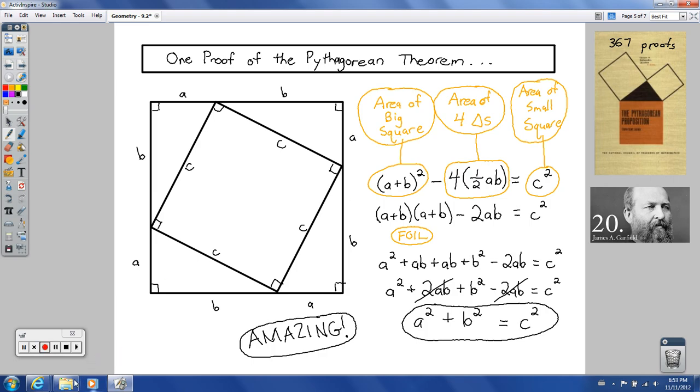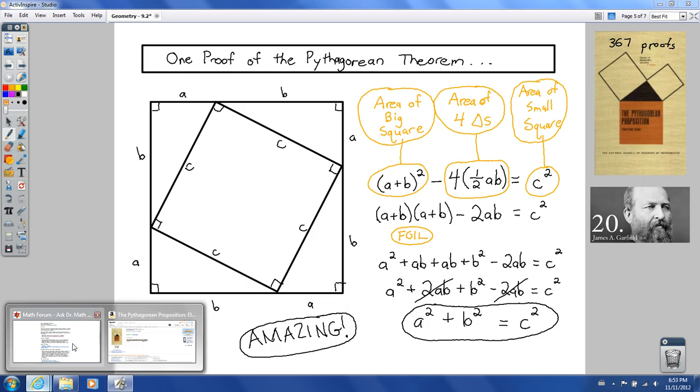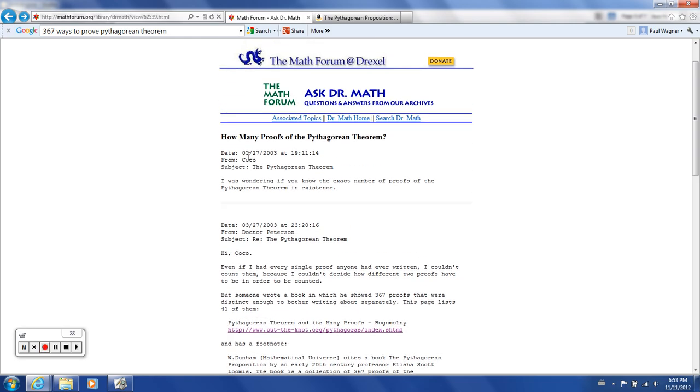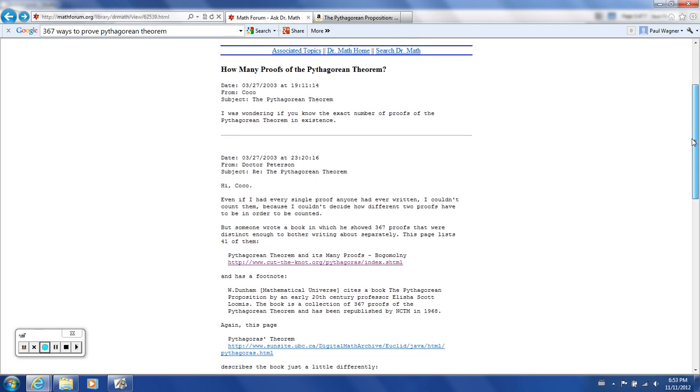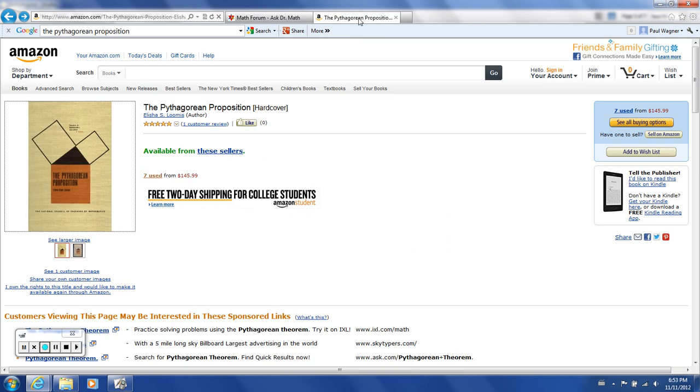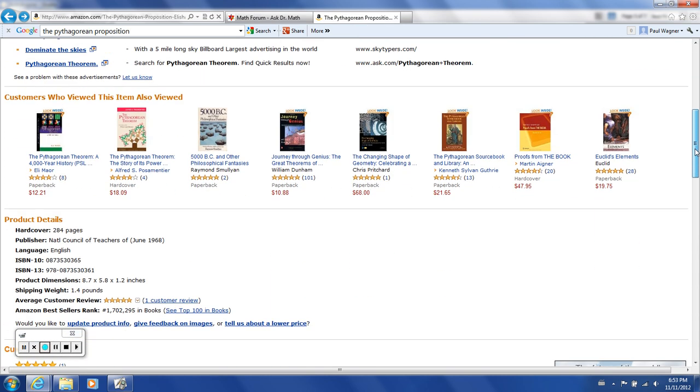So just for fun here, real quick, this is from Dr. Math, somebody named Glenn Coco. Coco was wondering if you knew the exact number of proofs of the Pythagorean Theorem in existence. So Dr. Math talked about a bunch of different things here, but led me to this book, the Pythagorean Proposition. If you want to buy this book, it looks like it's only the cheapest one.